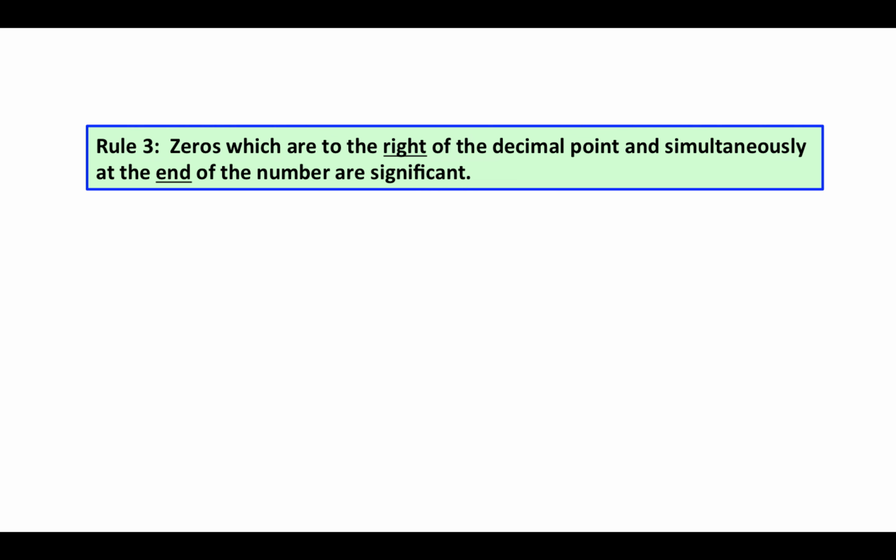Rule 3. Zeros which are to the right of the decimal point and simultaneously at the end of the number are significant. So for example, if we look at this number here, 7, 5 are significant. And these 2 numbers here, which are to the right and simultaneously at the end, are also therefore significant. But these 4 zeros here are not.